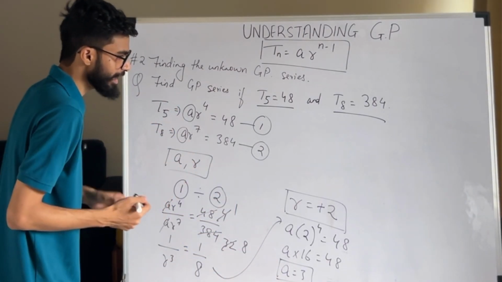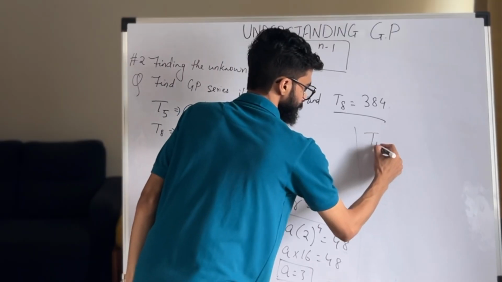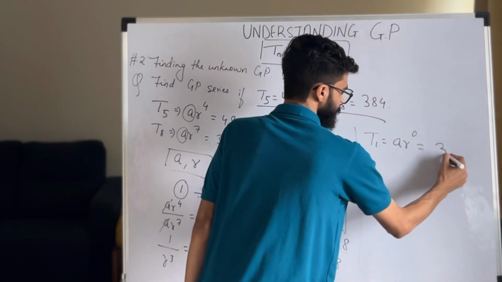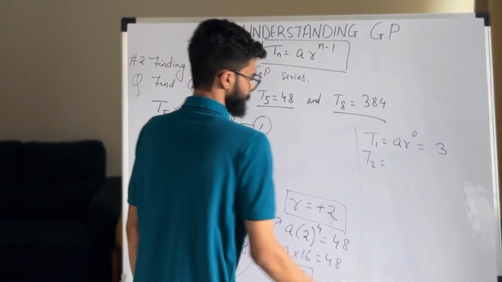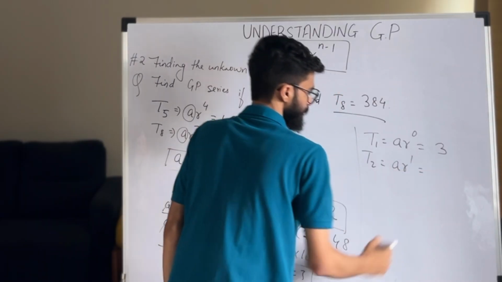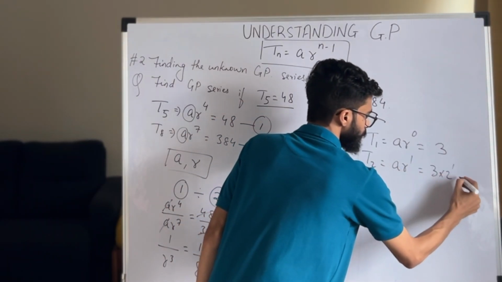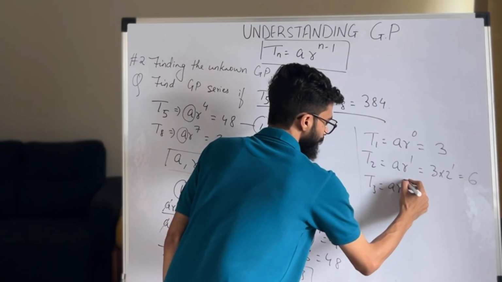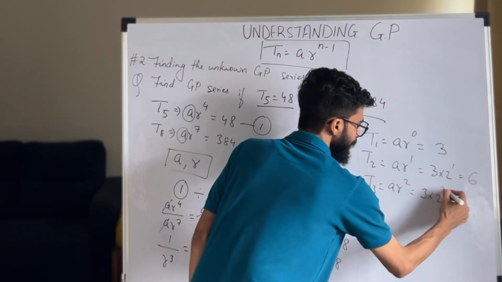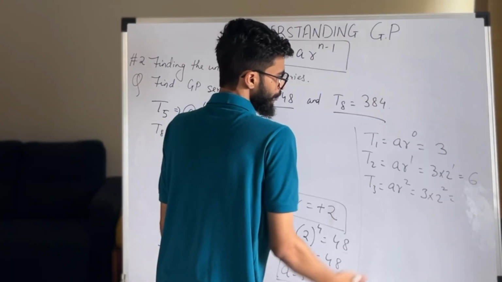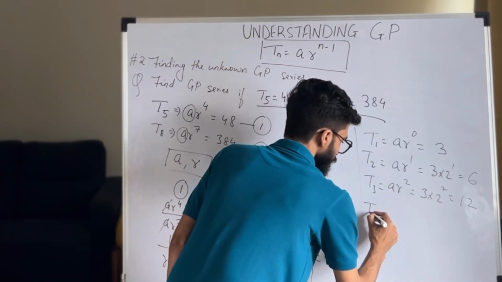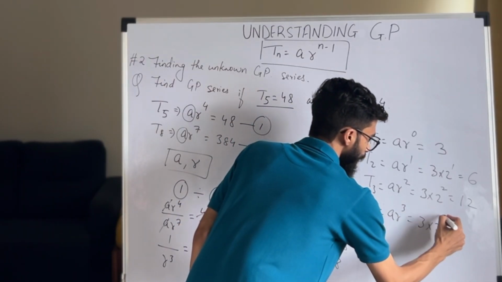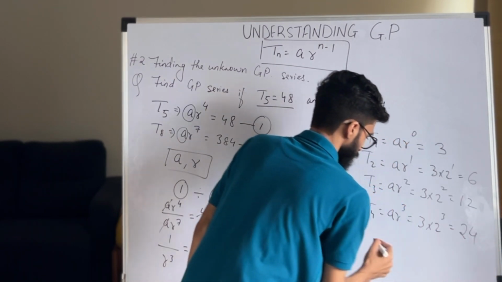I can clearly find T1, which is equal to A R raised to 0, which will be 3. Now T2 will be A R power 1, which will be 3 into 2 power 1, which is 6. Now T3 will be A R power 2, which is 3 into 2 raised to 2, which will be 3 into 4, which is 12. T4 will be A R power 3, which is 3 into 2 power 3, 24.